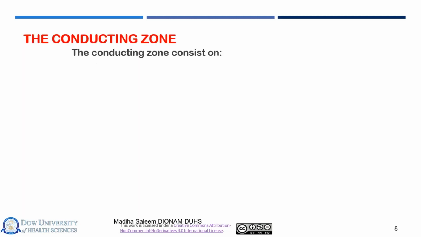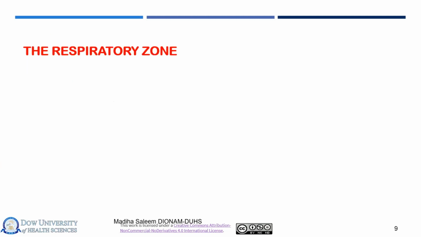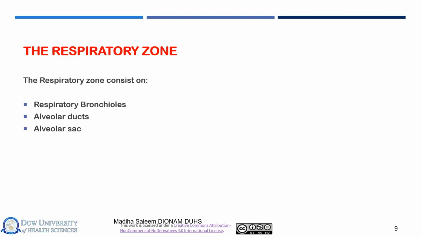The conducting zone further consists of nose, pharynx, larynx, trachea, bronchi, bronchioles, and terminal bronchioles. The function of the conducting zone is basically to filter, warm, and moisten the air. Now moving towards the respiratory zone. The respiratory zone consists of respiratory bronchioles, alveolar ducts, alveolar sacs, and alveoli, and the function of the respiratory zone is to exchange the gases between the air and blood.